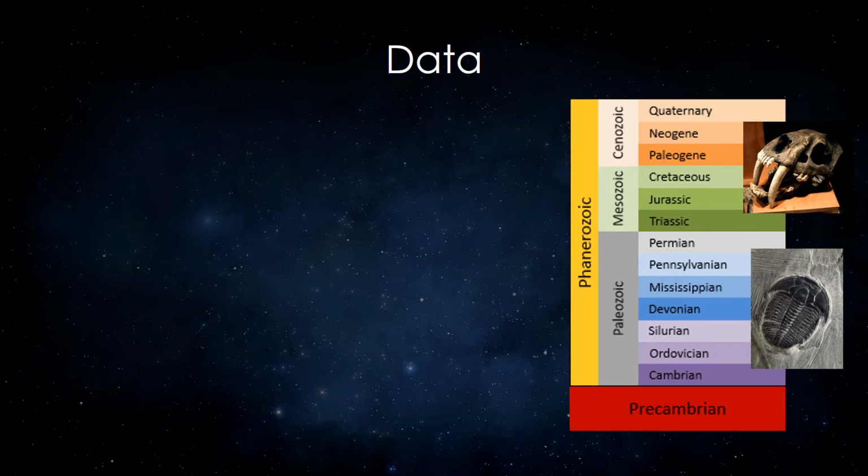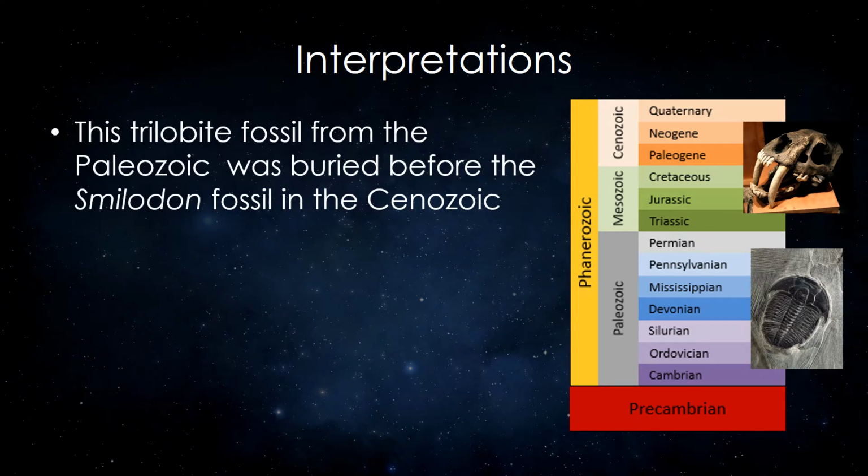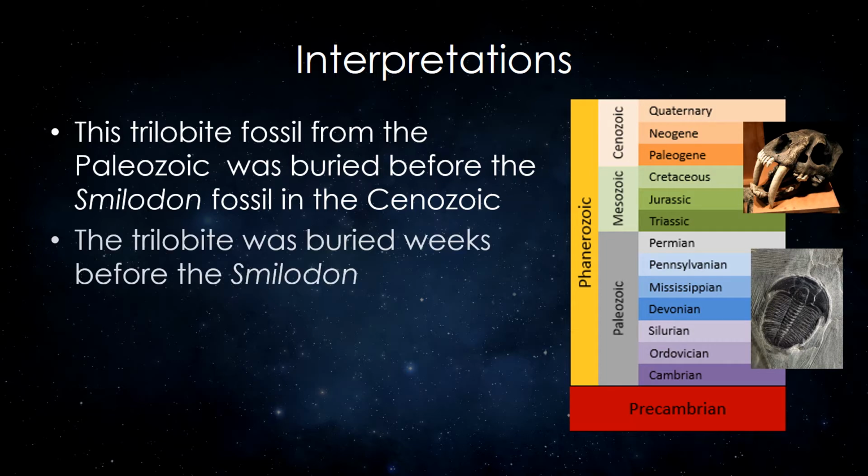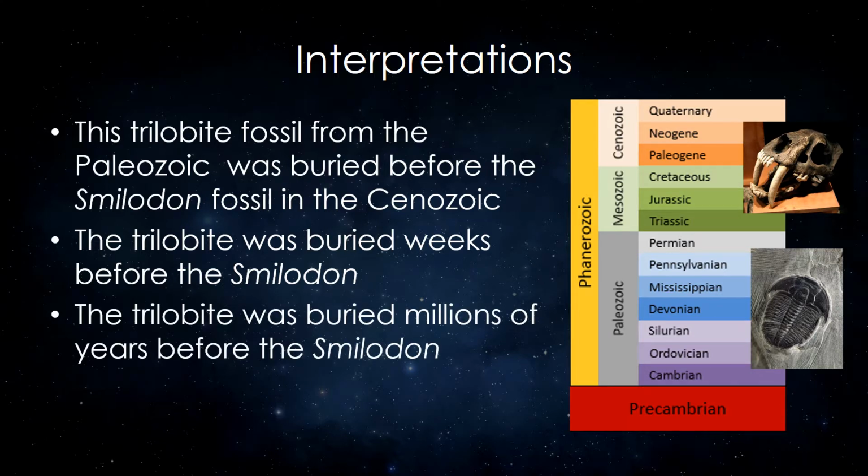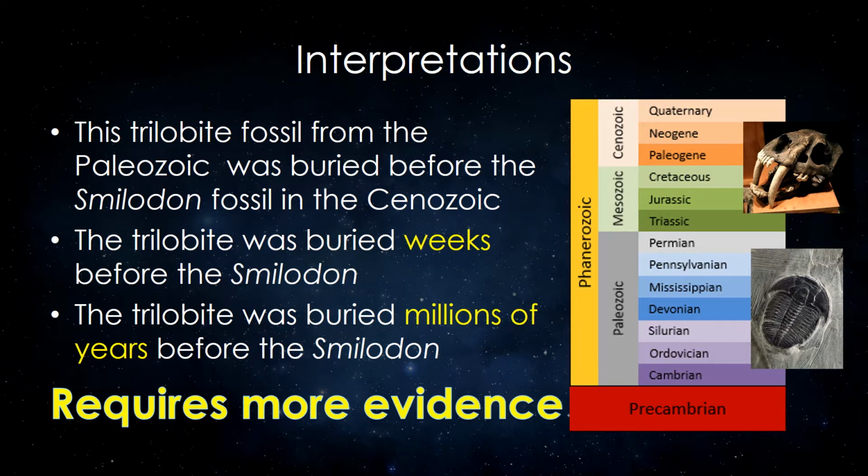The location of these fossils in the layers of the geologic column is data. That the trilobite fossil from the Paleozoic was buried before the Smilodon in the Cenozoic is a fairly simple interpretation of the data based on the principle of superposition. The idea that the trilobite was buried weeks before the Smilodon is a more specific interpretation, as is the idea that it was buried millions of years before. It takes more evidence to substantiate interpretations that include specific amounts of time than it does to support the simple claim that the trilobite was buried first.